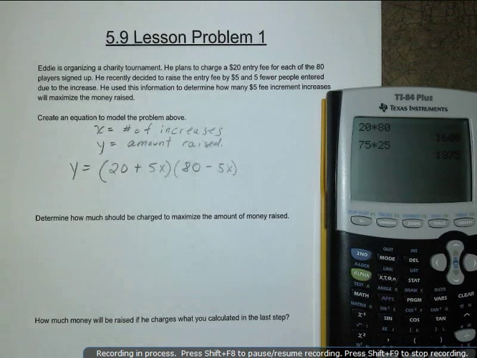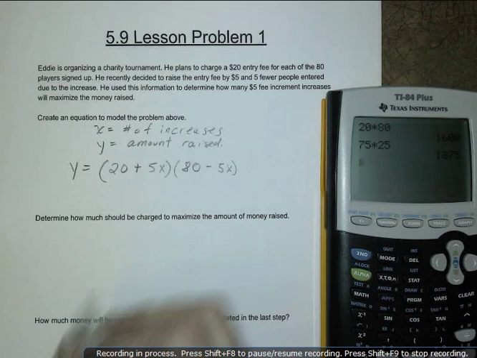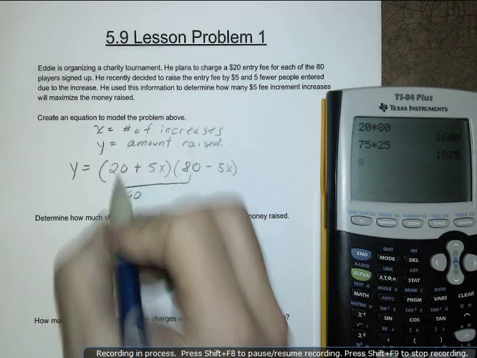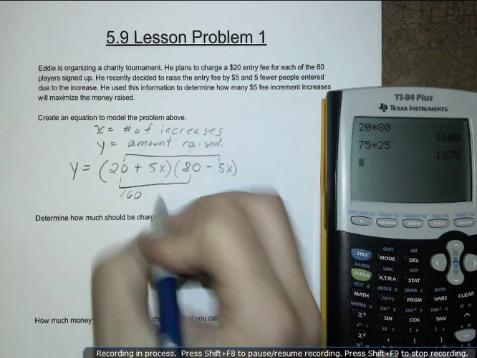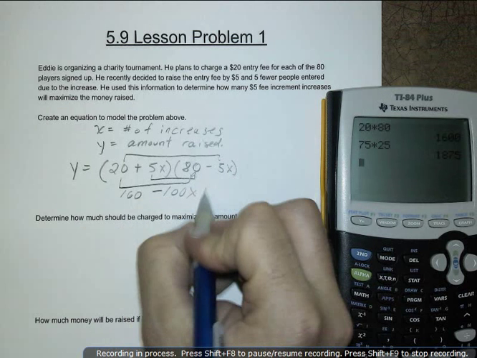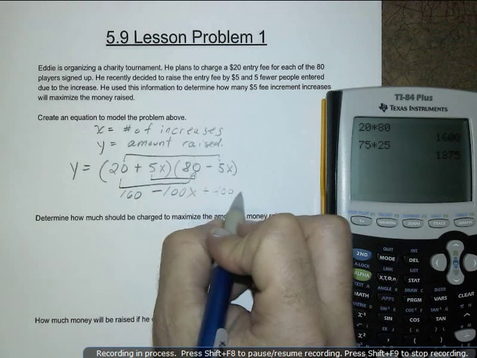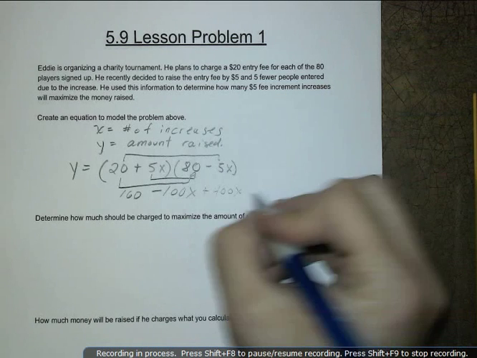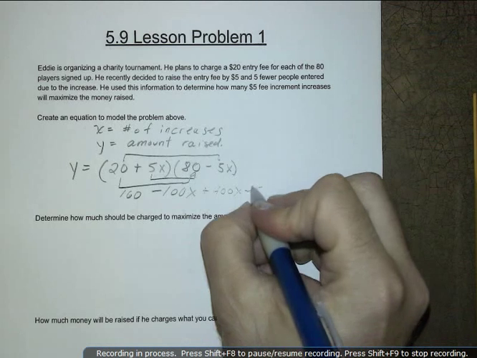So to figure out how much money should actually be charged, there's lots of different ways to do this, but probably the best way is to turn this into standard form and then figure out where the vertex is. So 20 times 80 is 1,600. 20 times minus 5x is minus 100x. 5 times 80 is plus 400x. And then positive 5 times negative 5 is minus 25x squared.